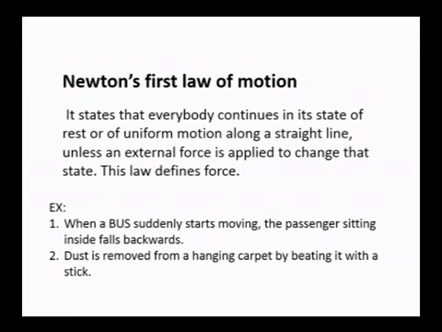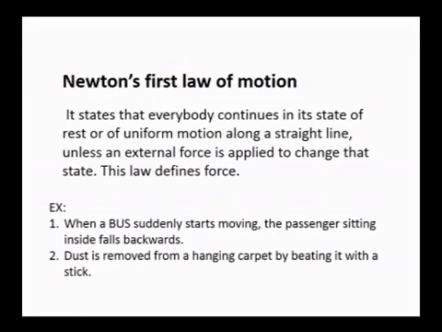that every body continues to be in a state of rest or of uniform motion along a straight line unless an external force is applied to change that state. Let me give an example here. When a bus suddenly starts moving, the passenger sitting inside falls backwards.